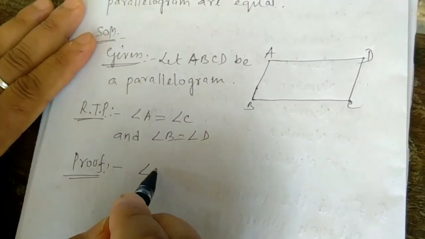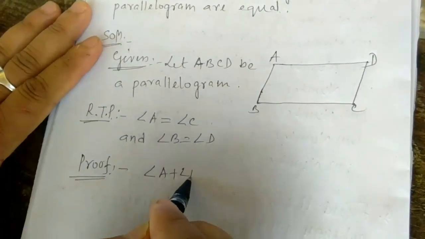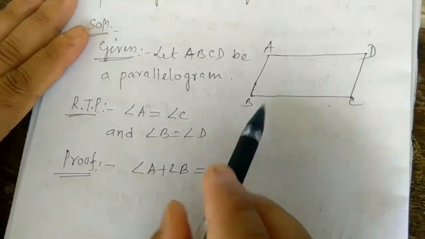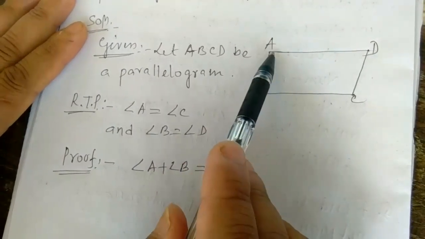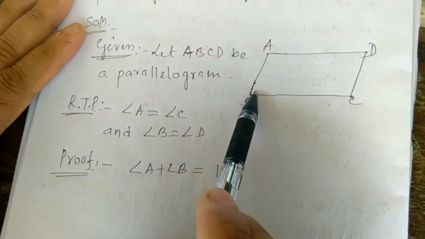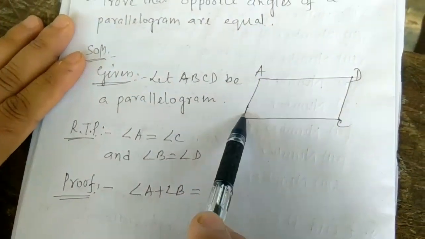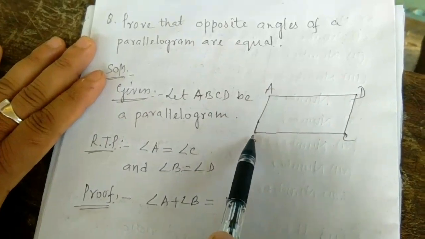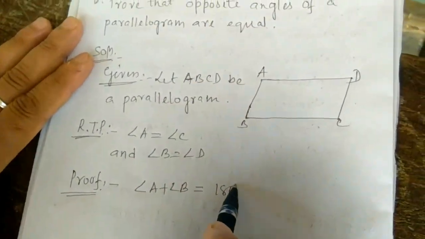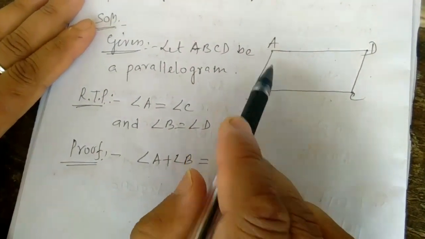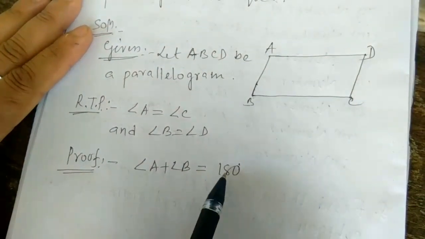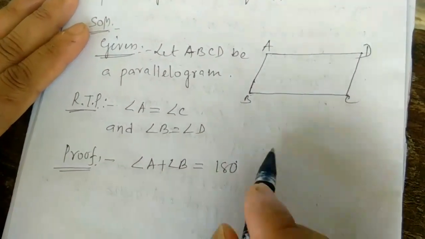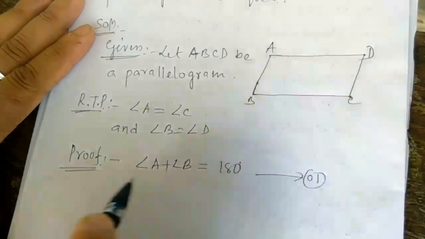Proof. Angle A plus angle B equals 180 degrees. Angles on the same side of the transversal AB, or we can say like this: the sum of the adjacent angles of a parallelogram is always supplementary, meaning 180 degrees. So angle A plus angle B equals 180 degrees. It is your number 1.